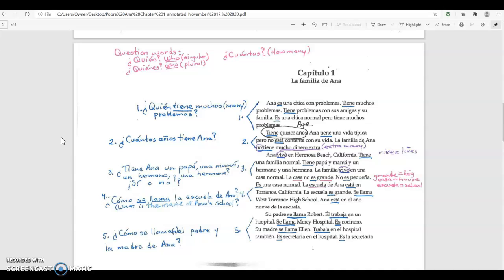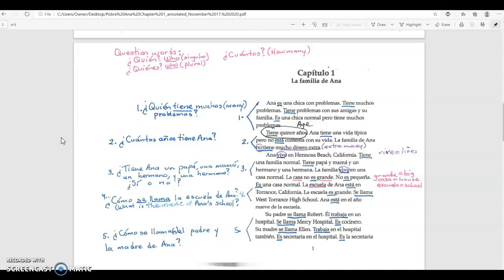Now, I'd like for you to know that in order to get the gist of the message as you're reading a text, there are certain strategies that you could use. One, using cognates helps you understand a lot. Cognates are words that are similar or the same as in English.